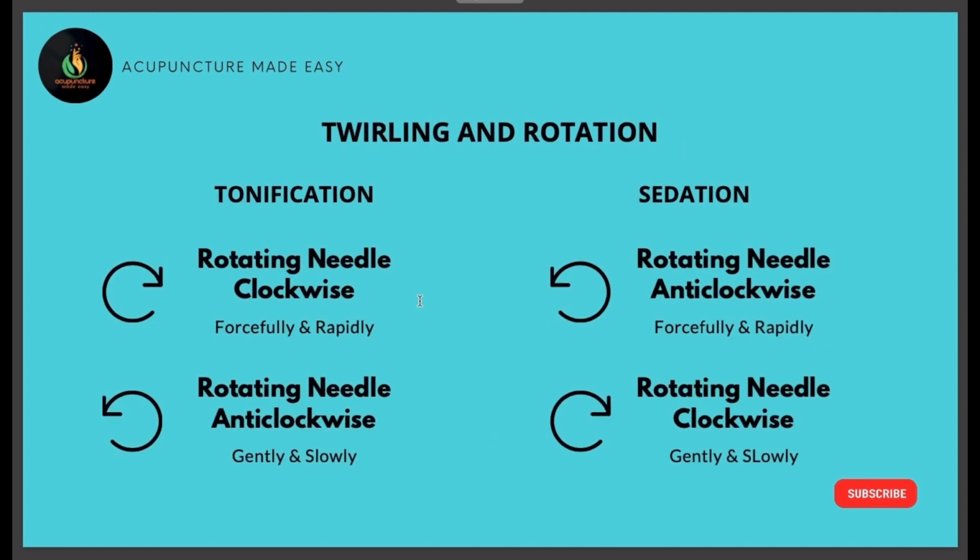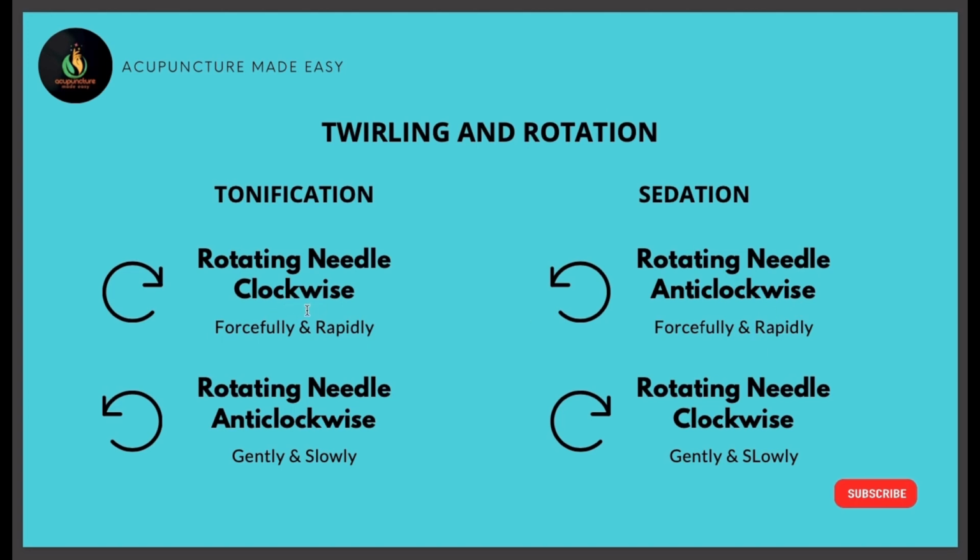The second method is twiddling and rotation of the needle. I have seen many acupuncturists do this method, but it has to be exact about why you are doing it: either for a tonification effect or for a sedation effect, and each has its own technique. If you rotate the needle clockwise, forcefully and rapidly, then you get tonification. Whereas if you rotate the needle anti-clockwise, forcefully and rapidly, then you get sedation.